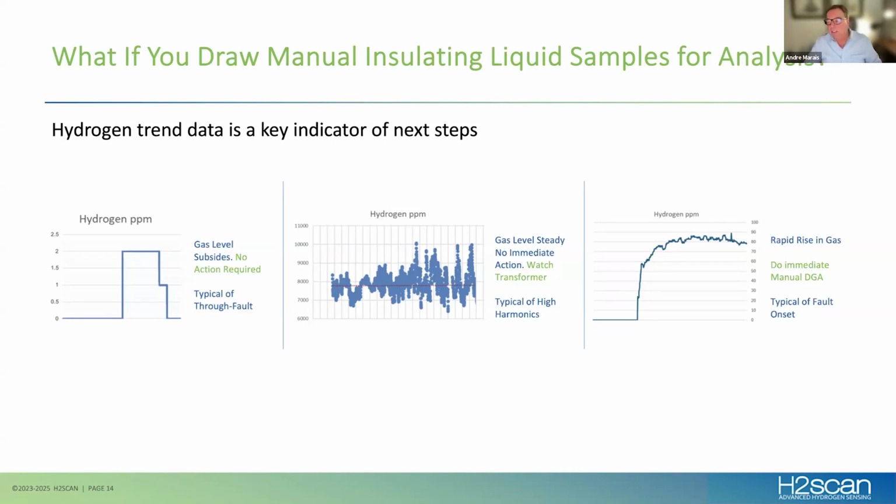And this is a more classic example of a typical fault onset. So at this point, we know something's going wrong. We know something is not normal within the transformer. And if you're doing the multi-gas DGA manual sample, you'll be able to look at the different concentrations of the gases to give you insight through the Duval triangles as to what the root cause is and what your next action should be.